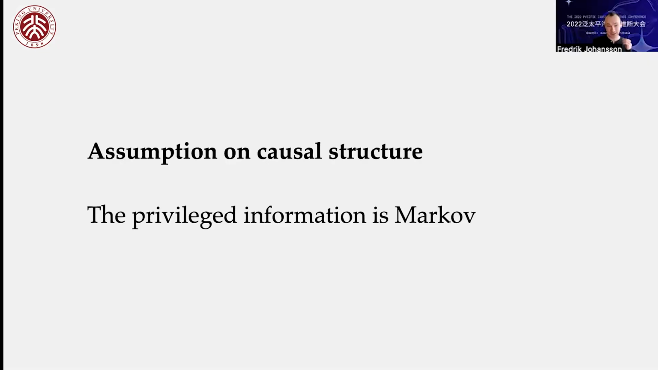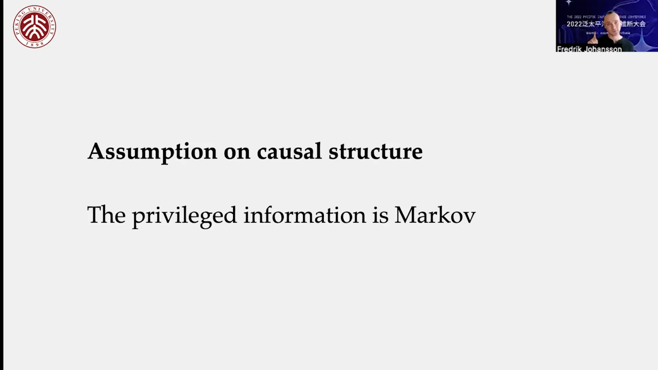So instead, we'll make assumptions on the causal structure of these variables. Of course, that was part of some of the previous approaches as well, but we'll also use a different theory. And what we'll say now is that we'll assume that the privileged information, these observations along the way between baseline and outcome, will be Markov. And I'll show you what I mean in the next slide.